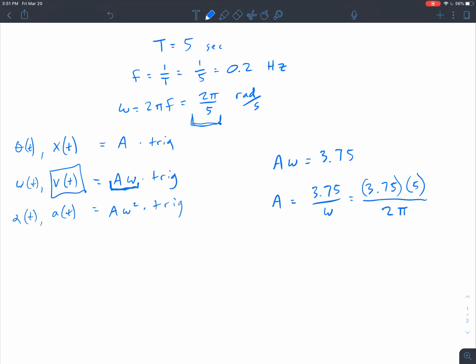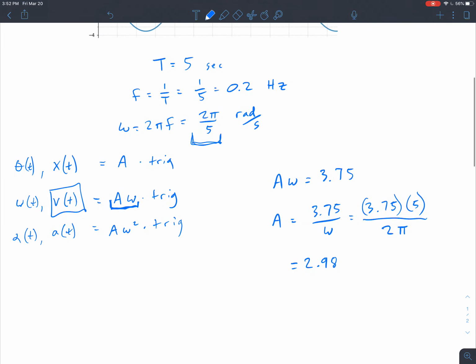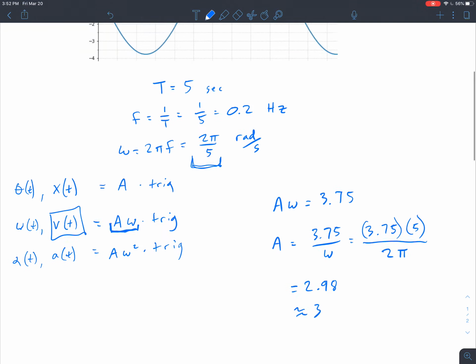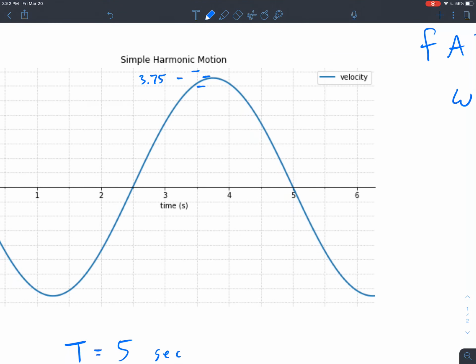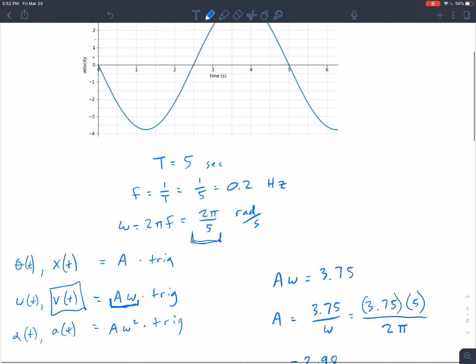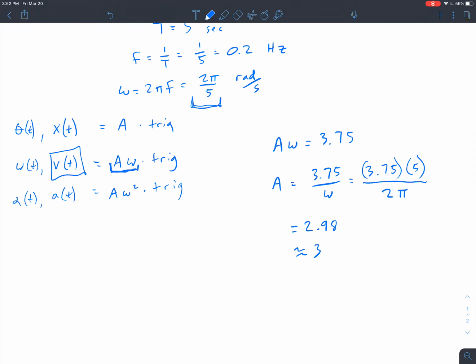And let's put that into a calculator real quick. 3.75 times 5 divided by 2 divided by pi ends up to be 2.98, which, I made this graph. I set the amplitude to be equal to 3, so that's close. It's about 3. Really, this probably isn't right at 3.75. It's probably 3.8 or something like that, but we're close. Good enough. Amplitude is 3.